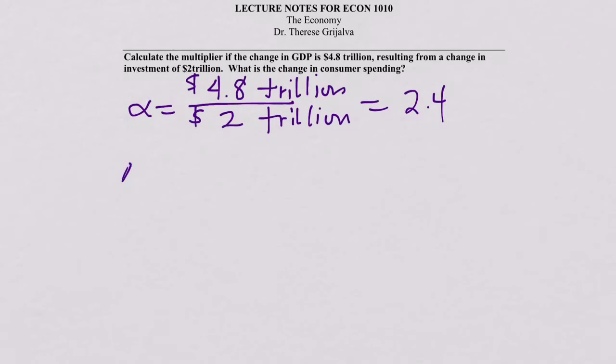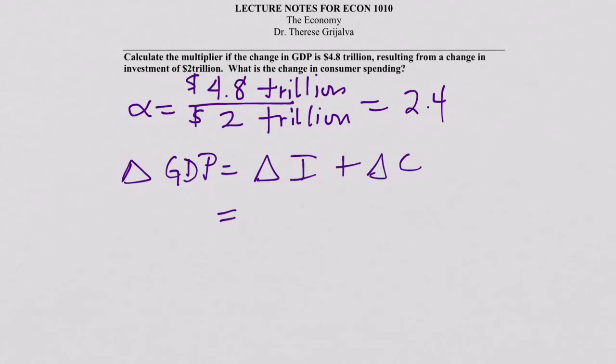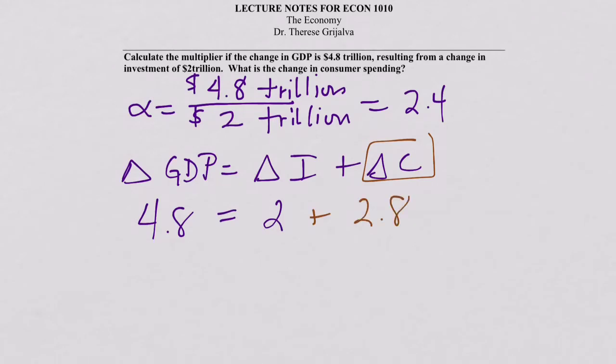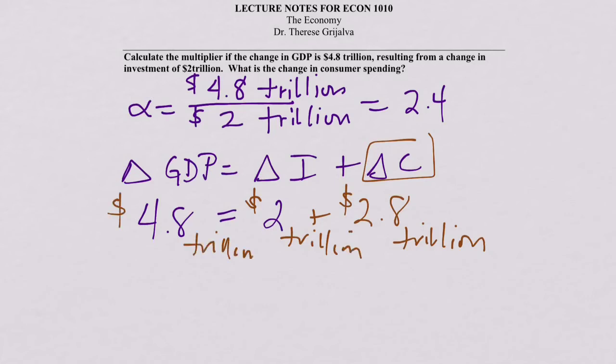And the change in GDP is made up of that change in investment plus a change in consumer spending. We know this is 4.8. We knew this was 2. So this term must be 2.8. And these are trillion dollars. Let's go into the next page.